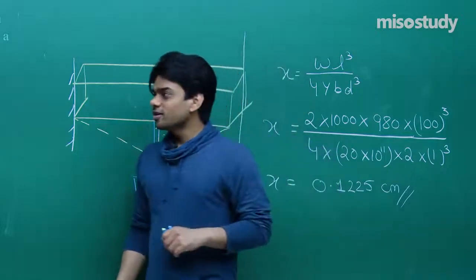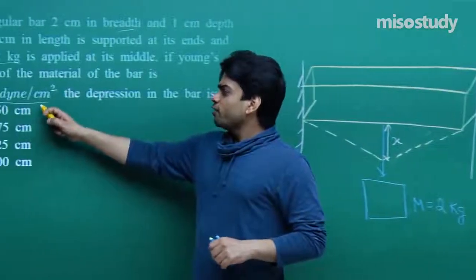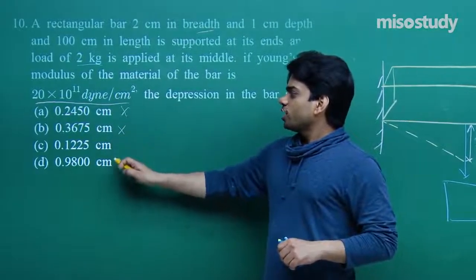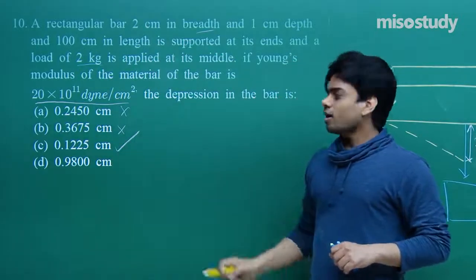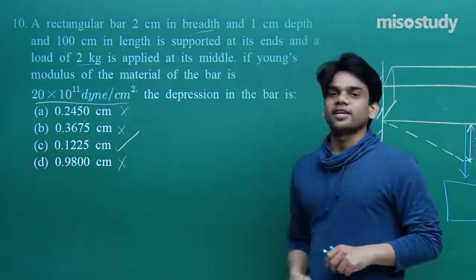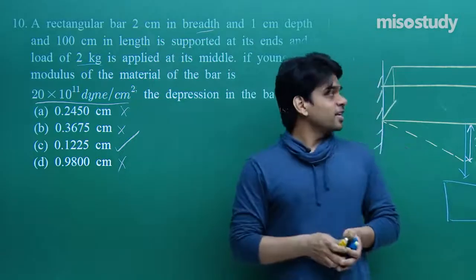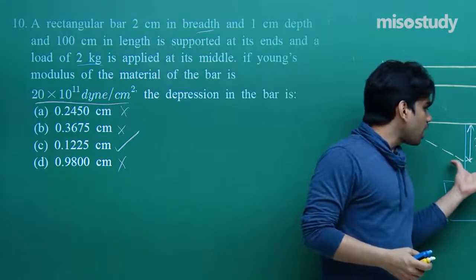Let's check with the given answer. 0.245 incorrect, 0.3675 incorrect, 0.1225 centimeter, this is the correct answer. Rest are incorrect. So I believe that in this case you have understood how to find out the depression.